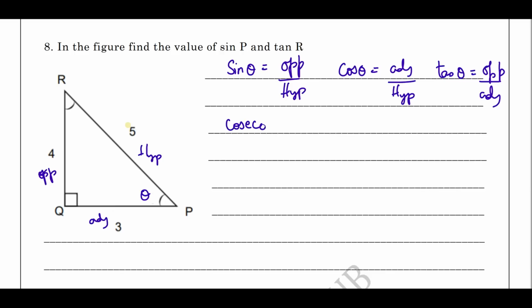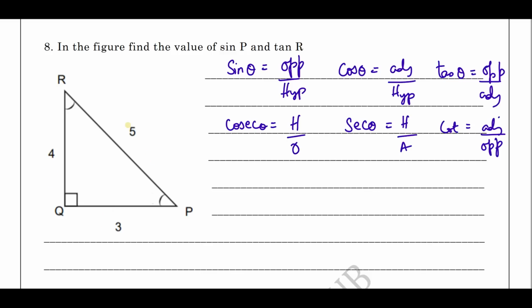Cosecant theta is reciprocal of sin theta, that is hypotenuse by opposite. Secant theta is reciprocal of cos theta, that is hypotenuse by adjacent. Cot theta is reciprocal of tan theta, that is adjacent by opposite. These 6 ratios you should know to solve the questions based on this, and also you should know the complementary relation.